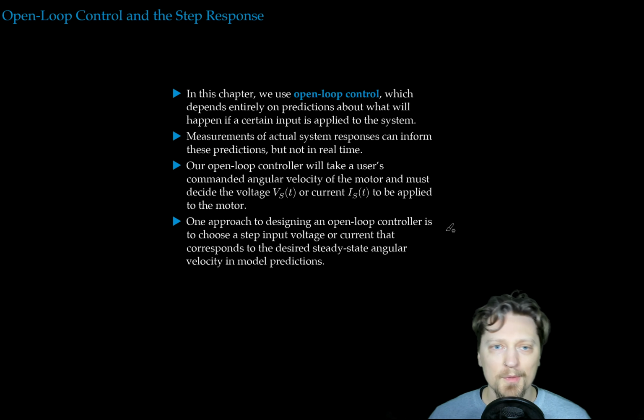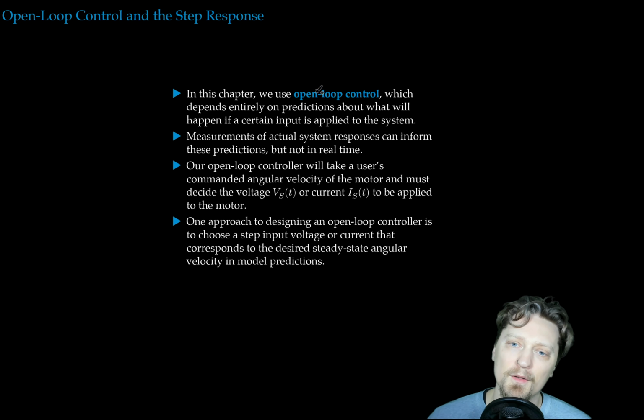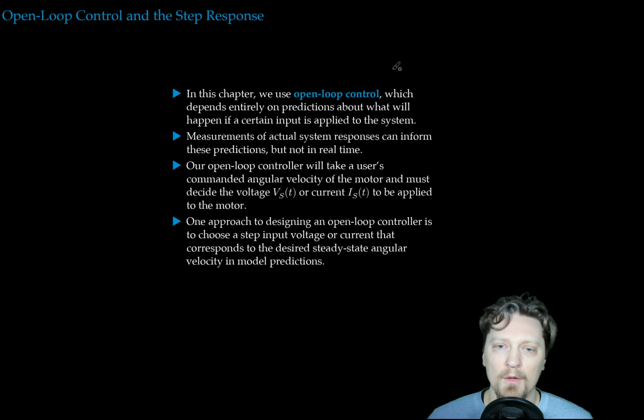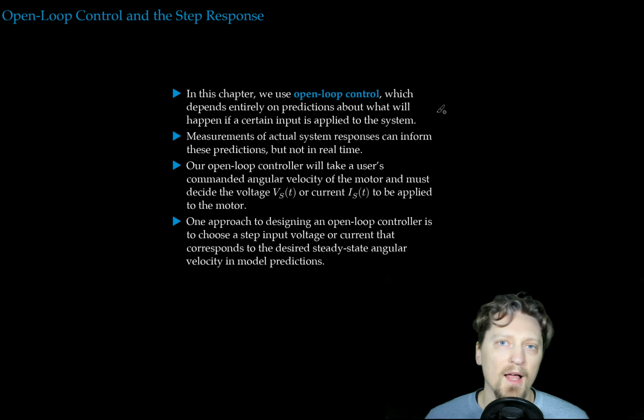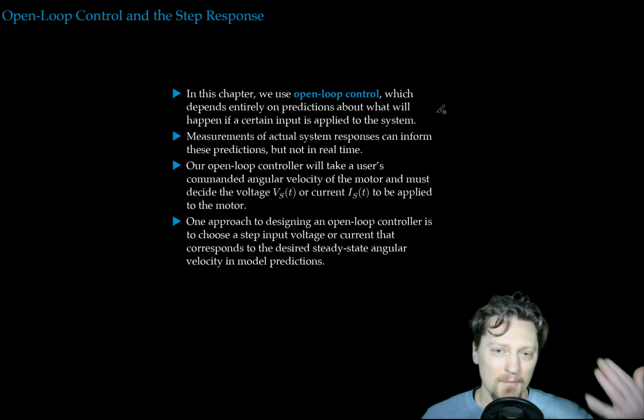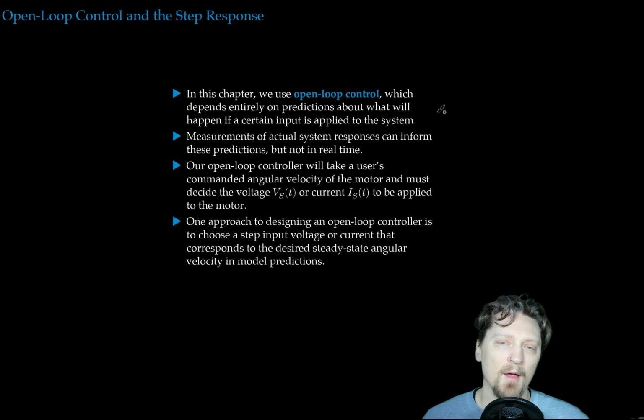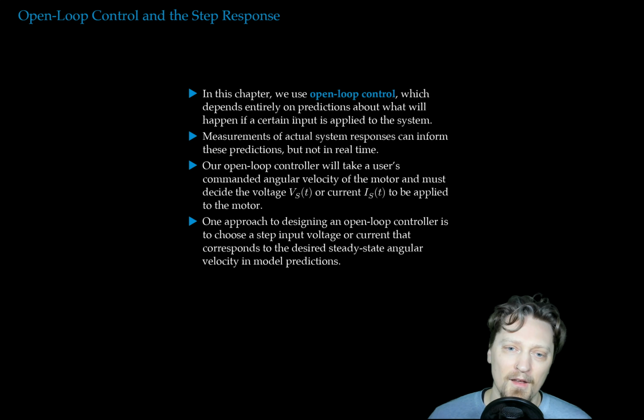So, open loop control and the step response. In this chapter, we use open loop control, which depends entirely on predictions about what will happen if a certain input is applied to the system. Measurements of actual system responses can inform these predictions, but not in real time. We're not using that measurement information in real time to adjust any inputs in open loop control.